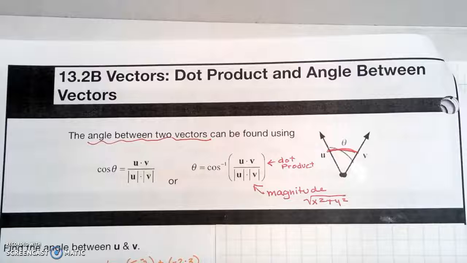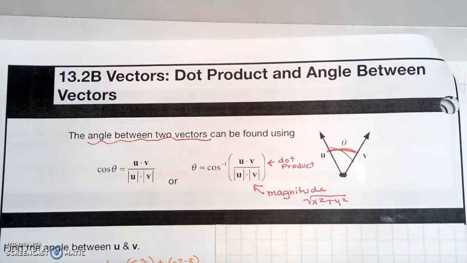Vectors, where we're going to look at the dot product again and find out how to determine the angle between two vectors. So the formula that you're going to use is right here. It's cosine of theta, where theta is an angle measure. So you're given an angle measure between these two vectors. And then you're going to take the dot product and divide it by the magnitude of each of the vectors separately.